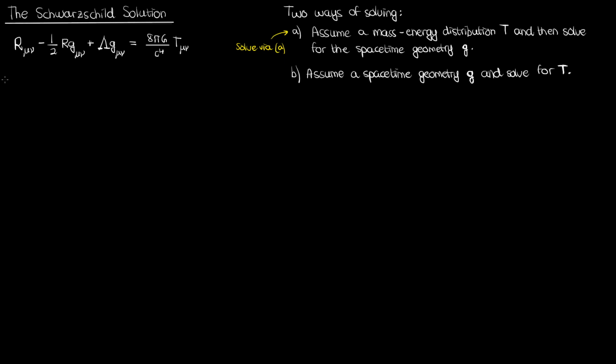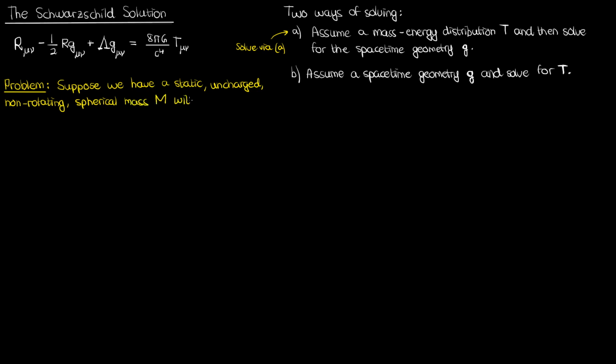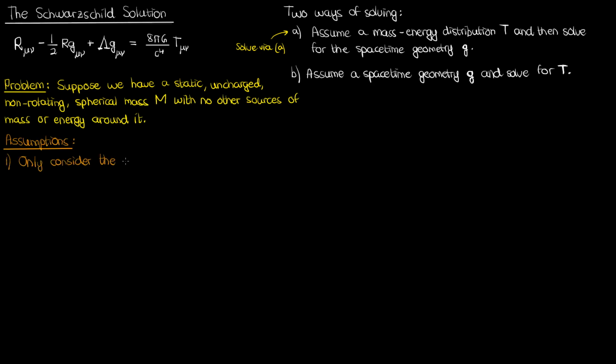But before we begin solving for the Schwarzschild solution, we need to formulate the problem and put forward our assumptions. The problem we're dealing with is as follows. Suppose I have a static, uncharged, non-rotating spherical mass m with no other sources of mass or energy around it. Let me state the assumptions explicitly. The first is that we're only worried about the spacetime geometry outside the spherical mass, so in the surrounding vacuum.